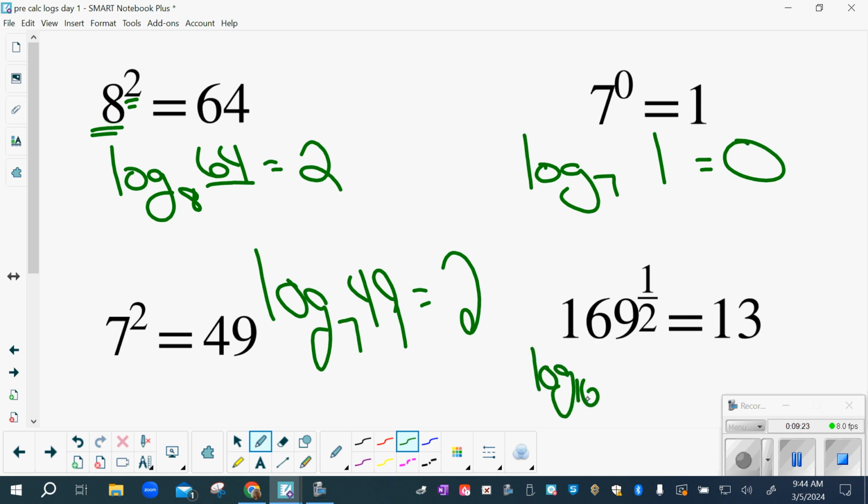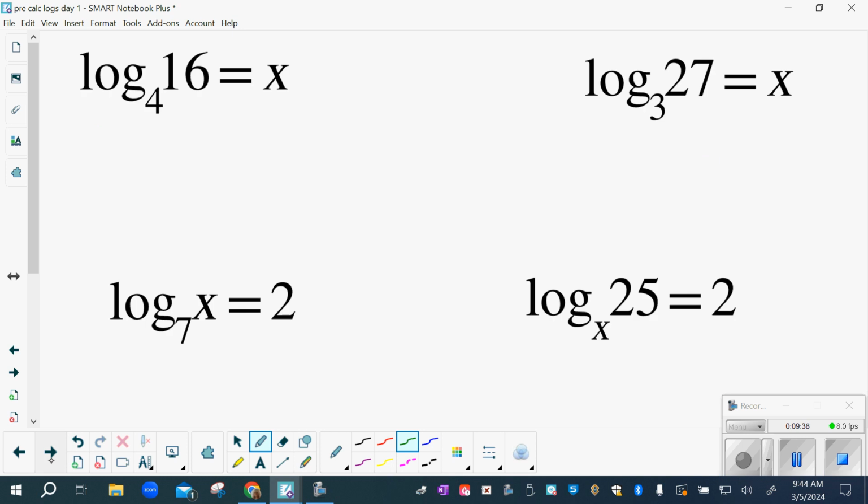The base lives in the basement. Answer. There we go. Okay. So you're like, why? Why do we do this? Here we go. Let's do some problems with it.